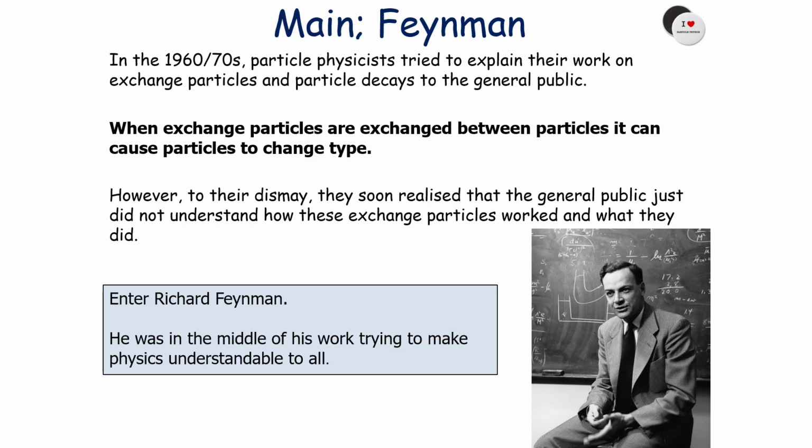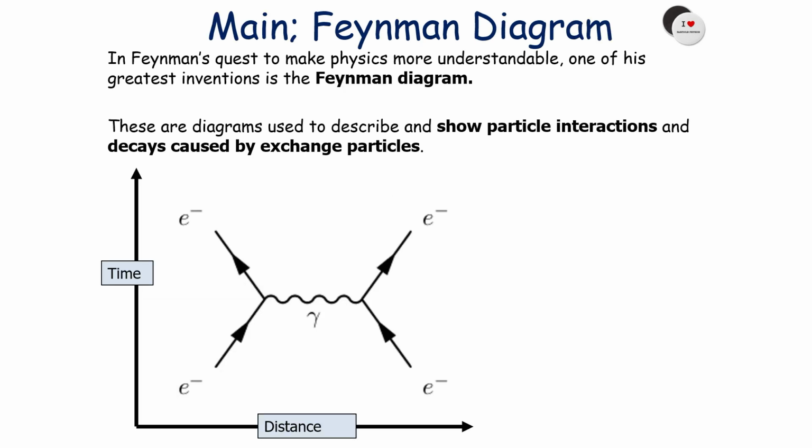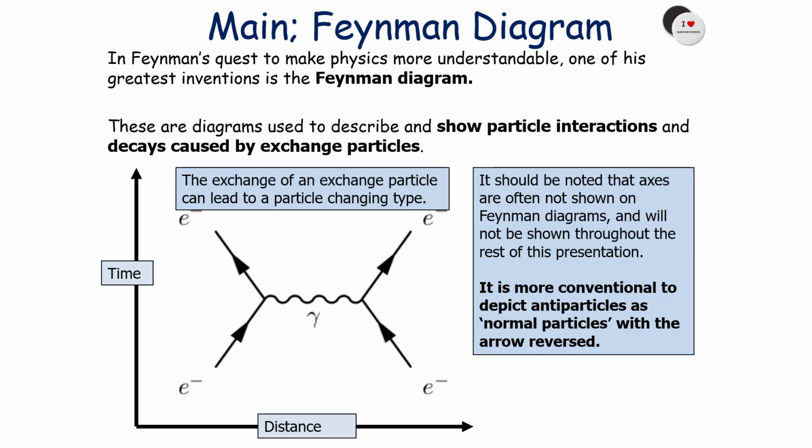Now when exchange particles are exchanged between particles, it can cause the particles to change type. So Richard Feynman soon realised that the general public didn't understand how this works, so he produced diagrams to make this more understandable, which he called the Feynman diagram. So these are diagrams used to describe and show particle interactions and decays caused by exchange particles. So like we said before, the exchange of an exchange particle can lead to a particle change in type.